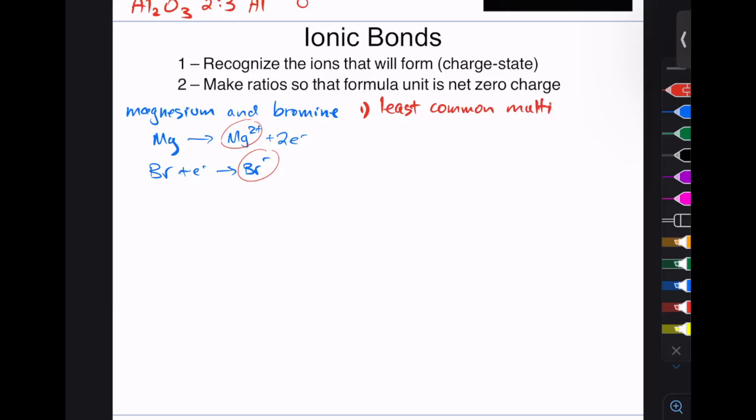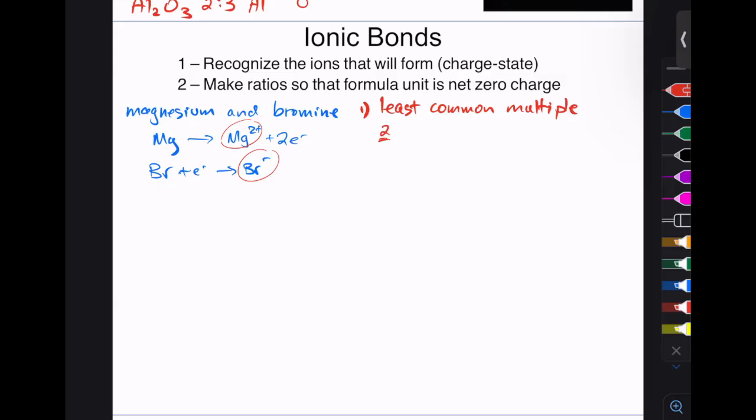So we need to find the multiples of each one and then go with the lowest one. Multiples of 1 are 1, 2, 3, 4, 5, 6, 7, 8, 9, and so on. Multiples of 2 are 2, 4, 6, 8, 10, 12. So the lowest multiple between 1 and 2 is 2. Okay, so that means in this case 2. So we need to have 2 negative charges and 2 positive charges from these cations and anions. And that's what we're working towards.